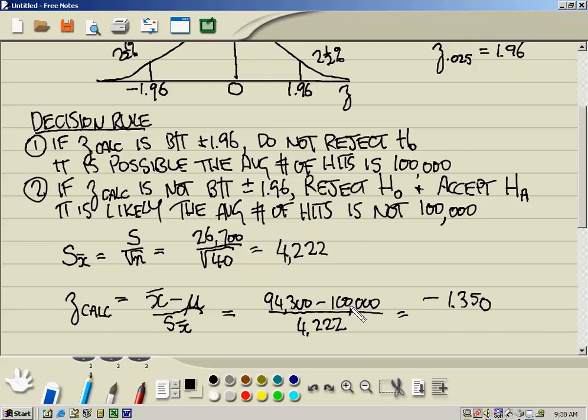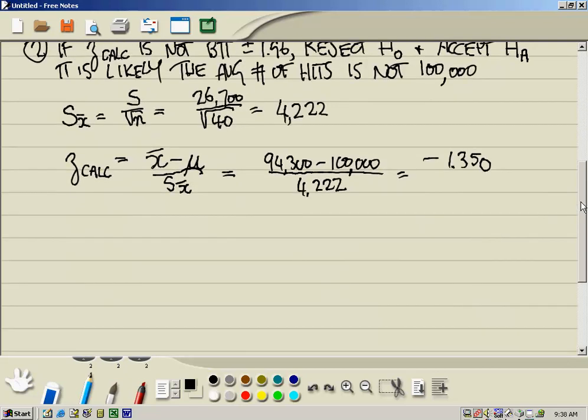Alright, so the 94,300 is only 1.35 standard deviations below the mean or the value of 100,000, and that's well within the acceptance region, so we'll go with part 1 of the decision rule and not reject the null.